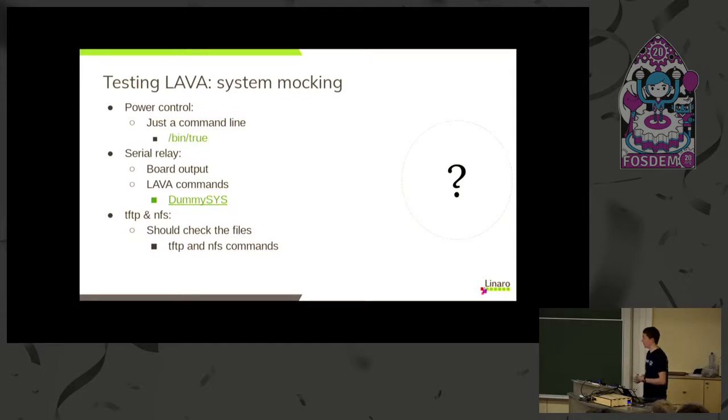The serial relay, it's difficult because it's where the board will output. You will see the U-Boot prompt, then the Linux kernel, and this is where Lava will send commands. So you need an interaction here. So we created a project called DummySYS that will fake this interaction. So when you run DummySYS, you will have the impression to actually talk to a board while you're just talking to a script, a Python script.